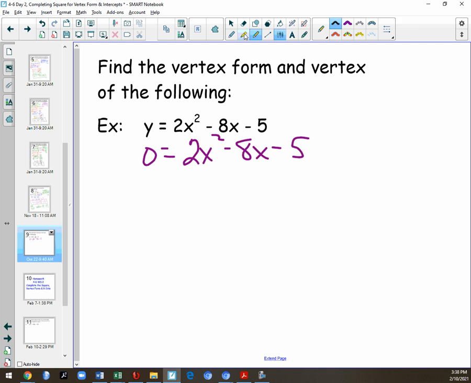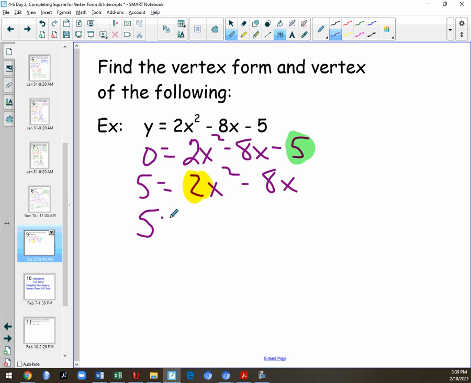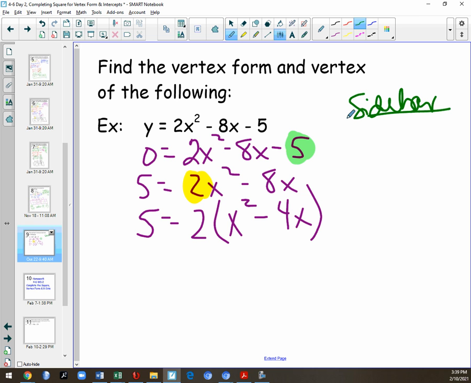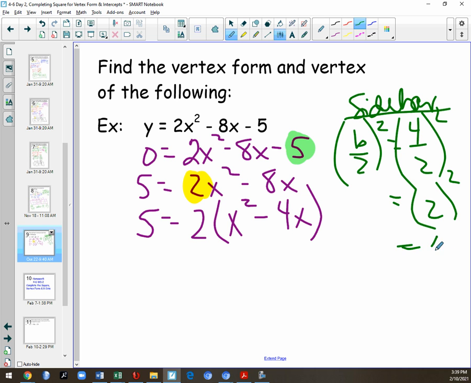Next, our constant term, which is the 5, has to go to the other side. So that's going to be a 5 is equal to 2x squared minus 8x. Then we need to go fish and pull out our leading coefficient of 2 by division. So 2 divided by 2 is a 1x squared. 8 divided by 2 is a 4x. Then we're going to come over here and do our sidebar. Our sidebar is b divided by 2. b is going to be 4 now. 4 divided by 2 is 2. Squared is going to be 4.